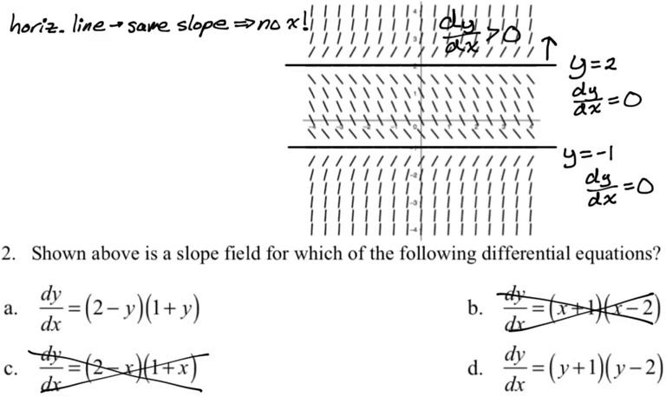In part A, if I take something greater than 2, like 5, in choice A, if I take y equals 5, I would get 2 minus 5 is -3 times 6, which is negative, which doesn't fit the bill, so I can cross that out. And then just to confirm, in D, if I plug in 5, I would get 6 times 3, 18, positive, so that works. So D is the answer there.